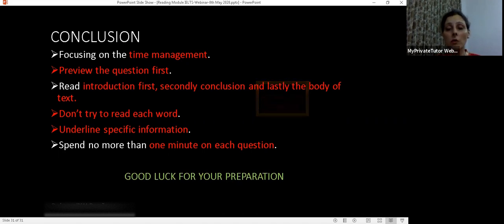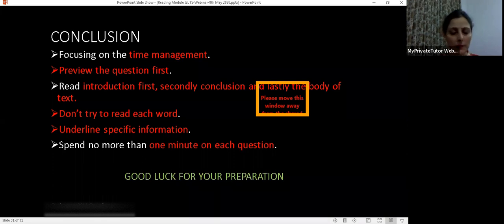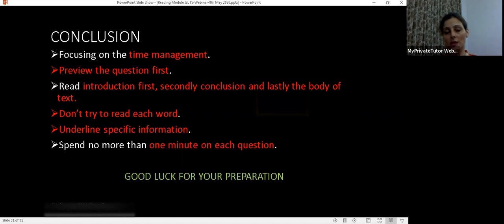Then spend no more than 1 minute on each question. These are the tips. You have to be very, very sure to stay within the time, so at least 1 minute on each question should be given. To be very specific, your whole focus is going to be on attempting your paper with concentration. Understand it, manage it well, and you can do very well in your paper.